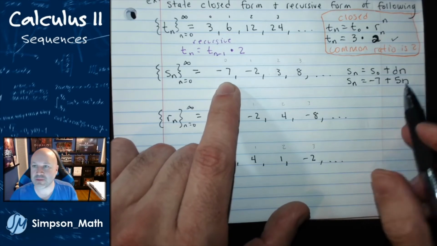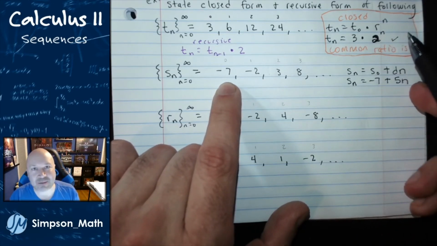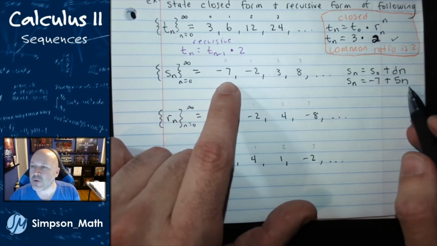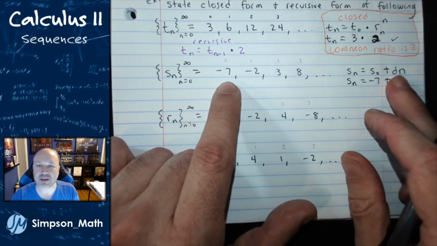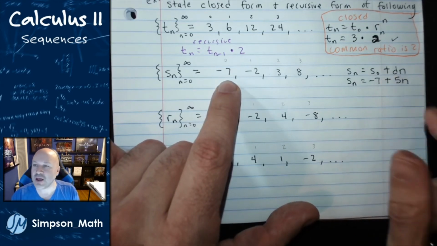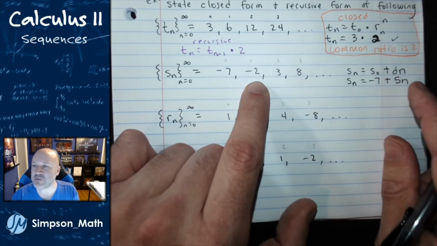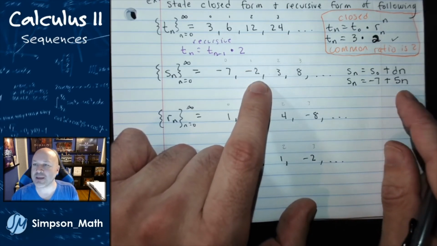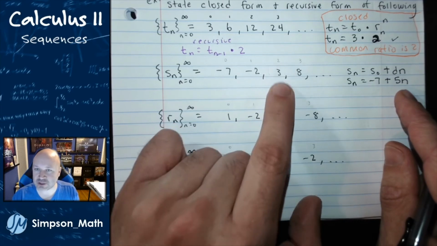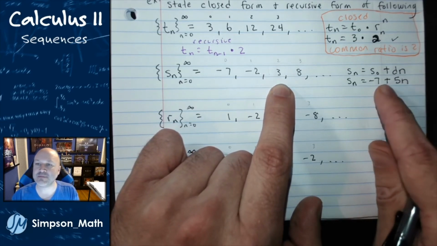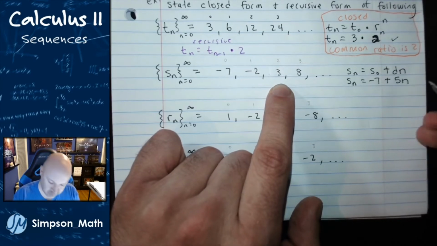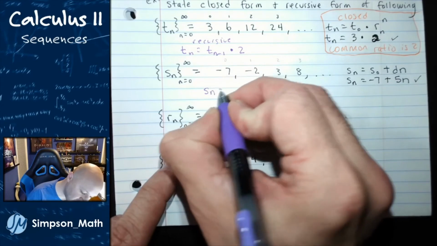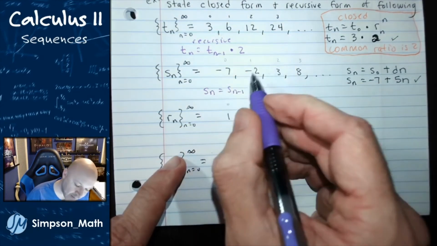Let's double check that. Last time when I was double checking it, I found my error. So I think it's very smart to double check your work. Let's plug in a 0. Well, 0 times 5 is 0. 0 plus -7 gives me that initial value. Good. If I plug in a 1, 5 times 1 is 5. 5 and -7 make -2. Looking good so far. If n is 2, 5 times 2 is 10. 10 minus 7 is 3. This is good. I claim the recursive is boring. We have S sub n is equal to the previous term plus 5.